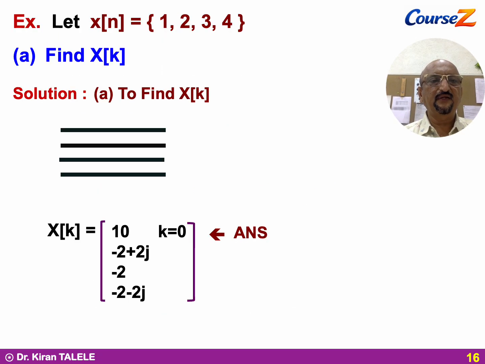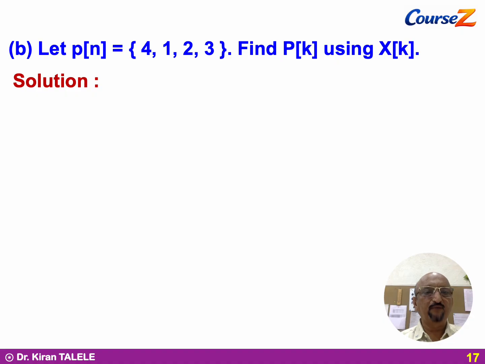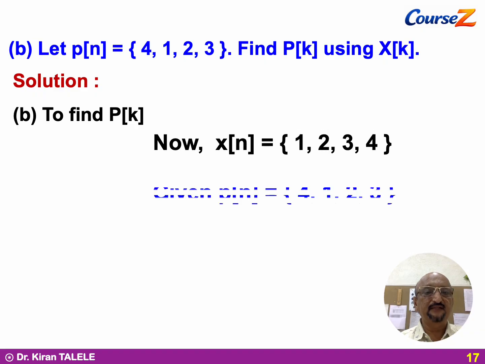So let's take one example. X of n is 1, 2, 3, 4. We know this X of k. Now we want to find out P of k using X of k. P of n is given, but the equation of p of n in terms of x of n is not given. Instead of that, p of n values are given. So let's compare these two signal values.